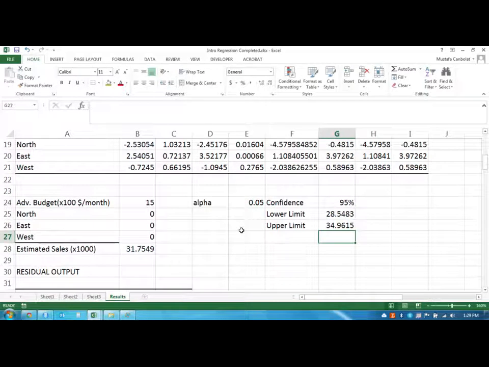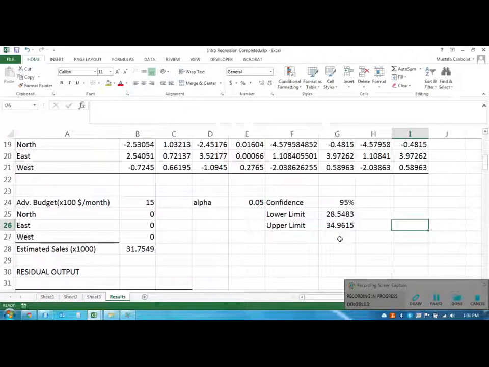Okay, so this is about 95% confidence. We're 95% confident that the estimated sales for a franchisee who has an advertisement budget of $1,500 and which is located in the South, is going to have the sales amount between $28,548 and $34,961.